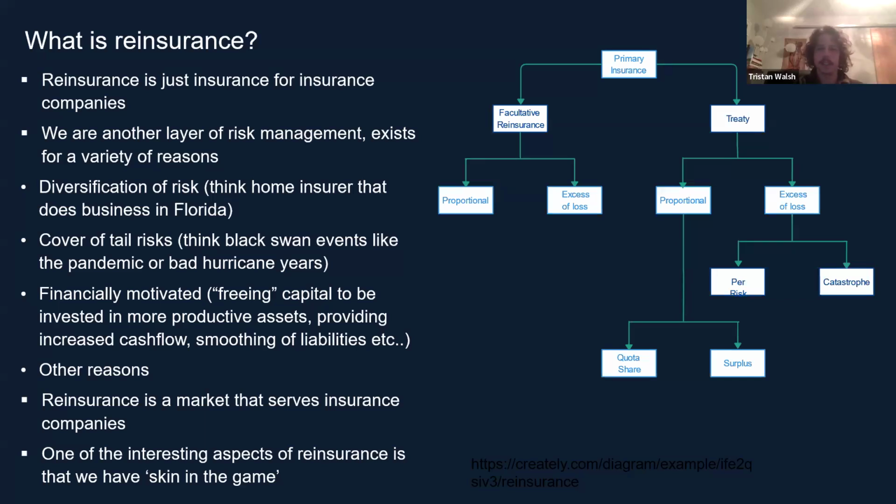And then on the life and health side, which is the side I work on, there's also a lot of financial motivation for this as well. So here, I say freeing capital to be invested in more productive assets, providing increased cash flow, smoothing liabilities. Without getting into too much financial detail, you can think of these reinsurance products as sometimes being custom solutions designed to deal with some financial goal that a company has. An example of that could be a company writing a lot of new business, and because of that, there are a lot of upfront expenses. That can kind of choke their balance sheet a little bit, and so they can engage in reinsurance to adjust the way cash flows move in and free up some capital for other uses.